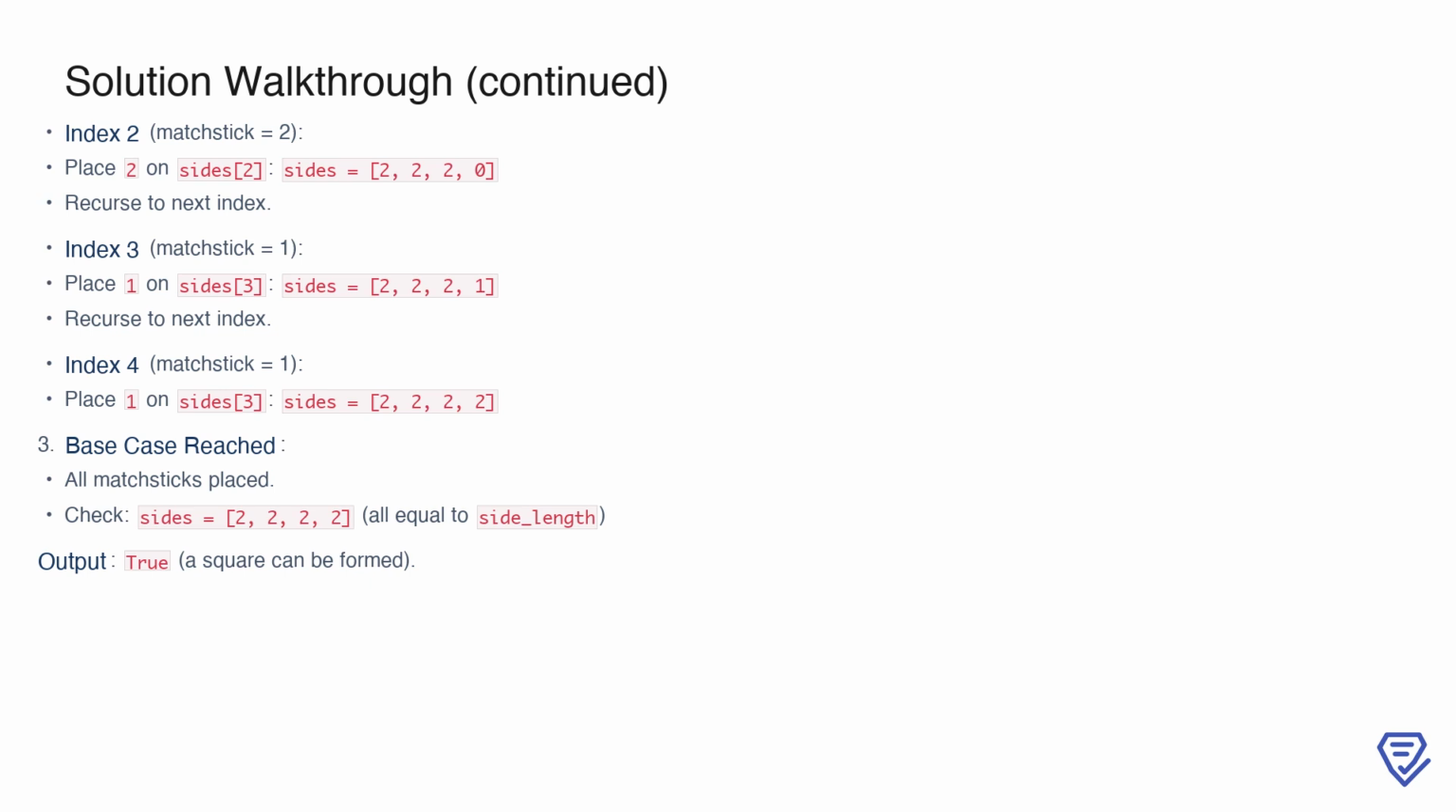At this point, all matchsticks have been successfully placed, and each side of the square equals the required length of 2. This satisfies the base case, confirming that a square can indeed be formed. The output for this example is true.